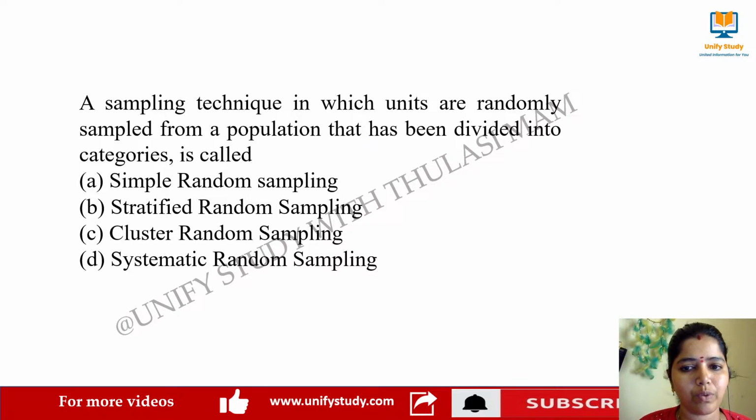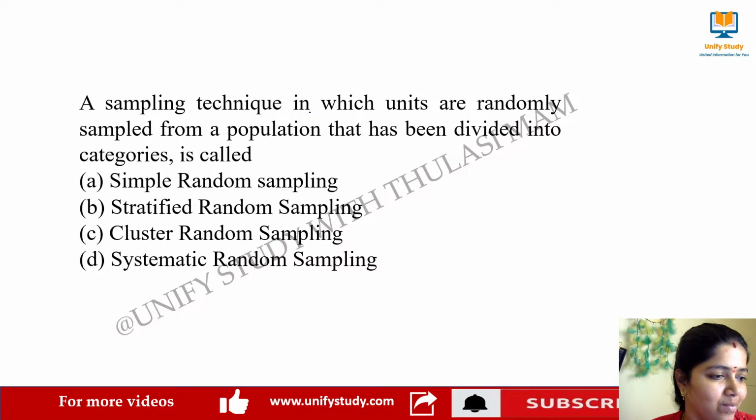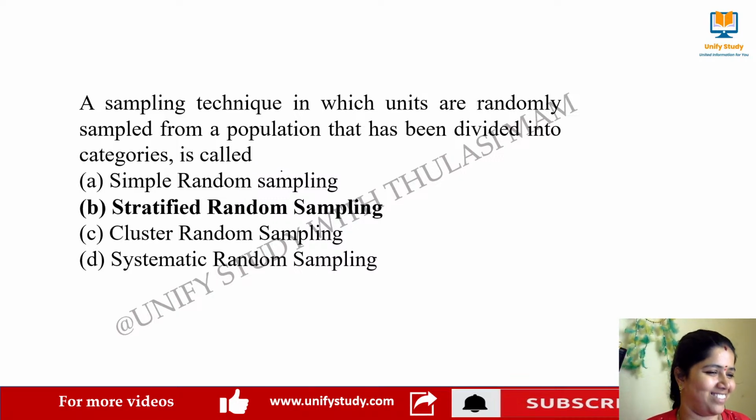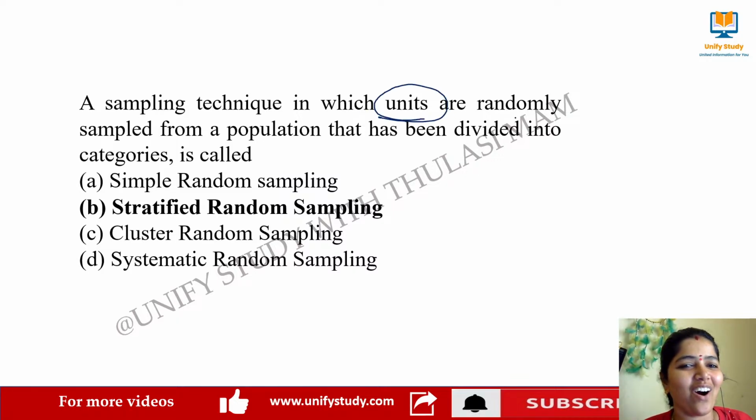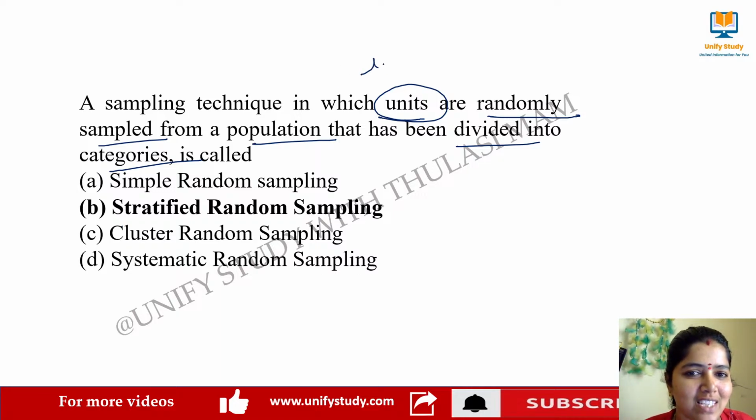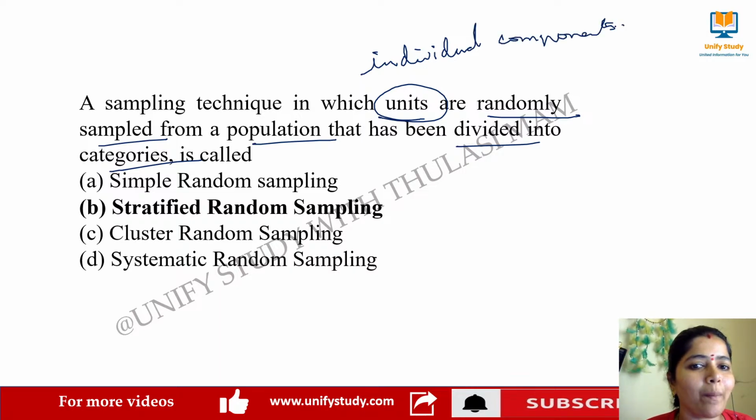Getting confused between two things. Read the question properly and then answer. The sampling technique in which the units are randomly sampled from a population that has been divided into categories. All are wrong. See, individual components are randomly sampled from a population that has been divided into strata. Remember what we have seen.